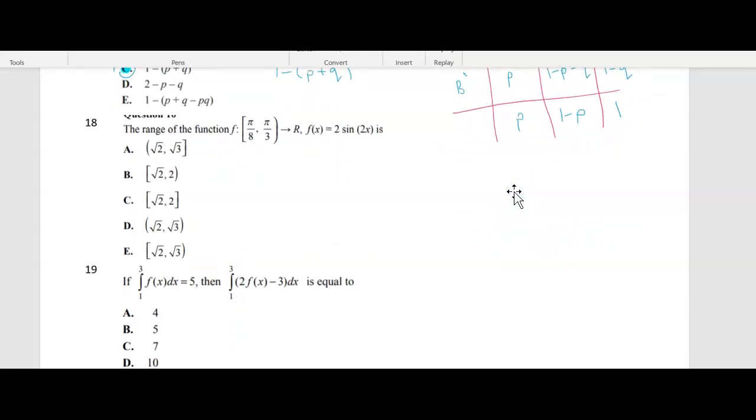All right, question 18, the range of the function is. All right, so this one here, we've got, first of all, an amplitude of 2, and usually we'd use the amplitude to help us with the range, but we do have a restriction on our domain. Okay, so we're going from pi on 8 to pi on 3.